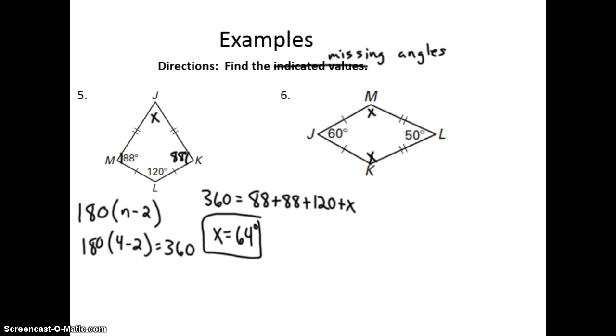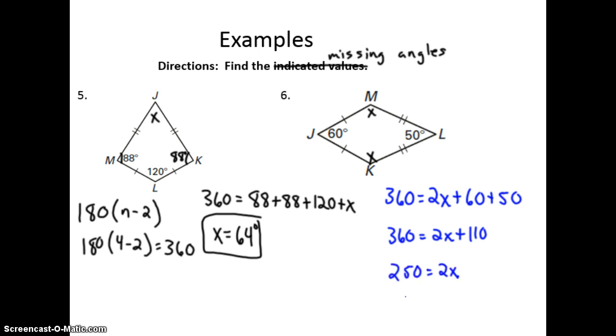And I know they all add up to 360, so just like I did on number 5, I can do 360 is equal to X plus X, or 2X plus 60 plus 50, or 360 is equal to 2x plus 110, which gives me 250 is equal to 2x, or x is equal to 125 degrees. And so that will give me the measure of angle M and K. They are both 125 degrees.